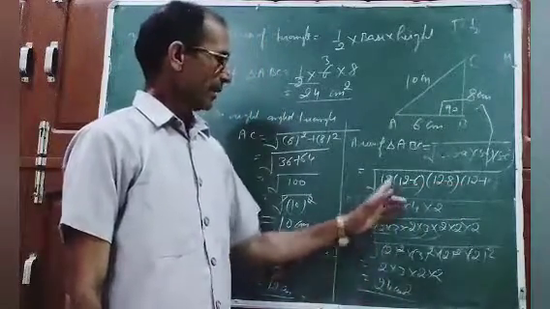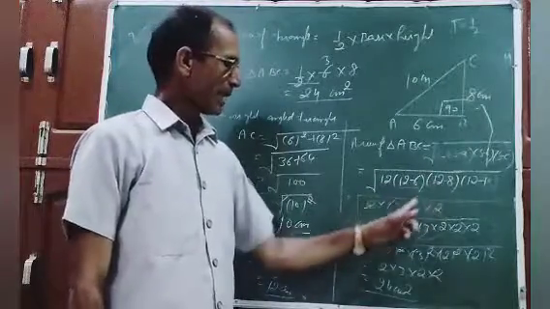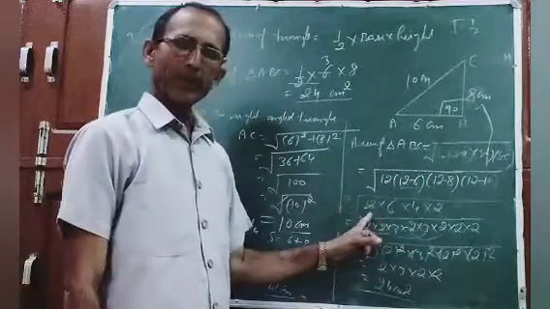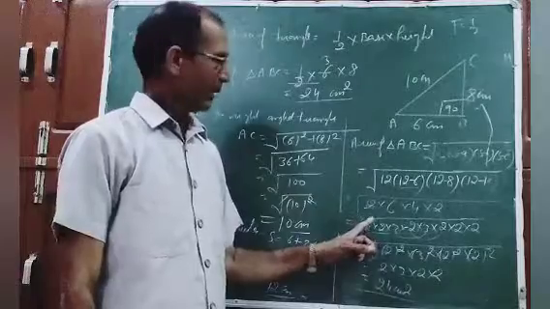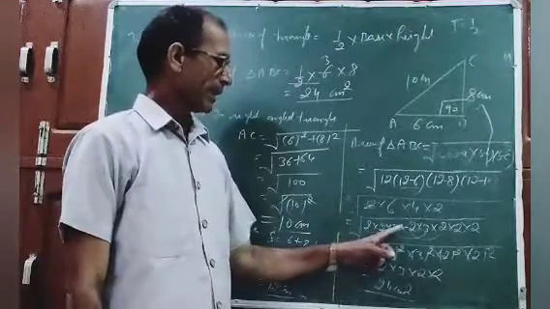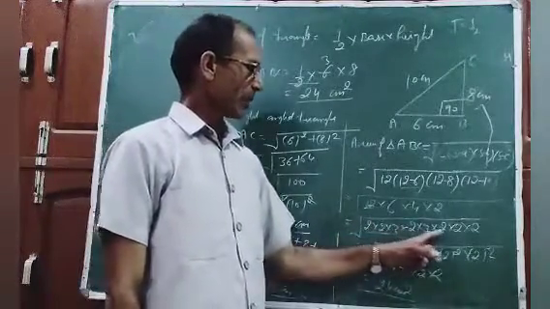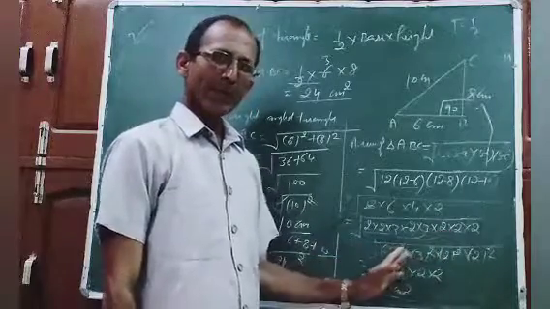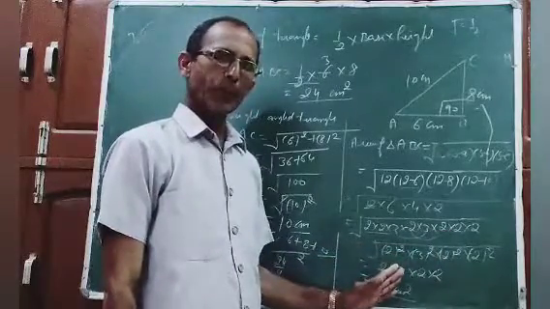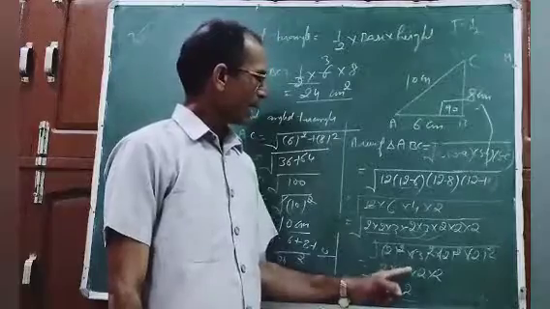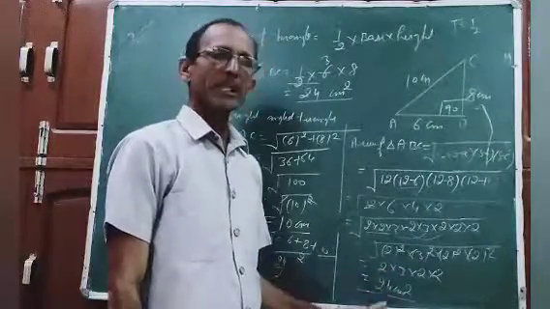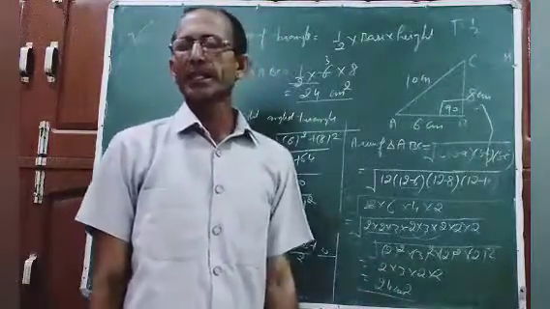So 12, 12 minus 6 is 6, 12 minus 8 is 4. I made the prime factors of every number. 2 multiply by 2 multiply by 3, 2 multiply by 3, 2 multiply by 2, 2. So every number I have written in the form of square. So 2 square, 3 square, 2 square, 2 square. So it will be 24 square centimeter.